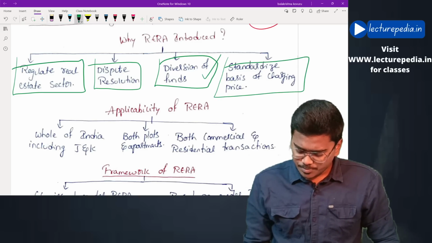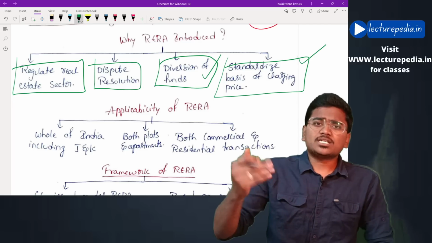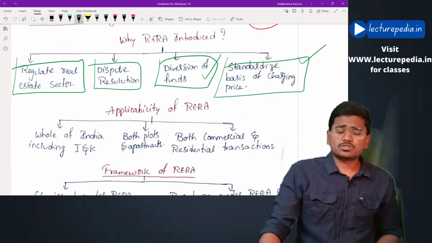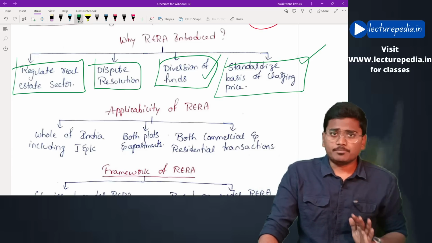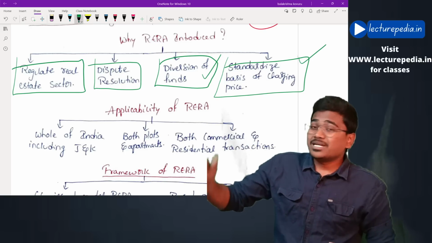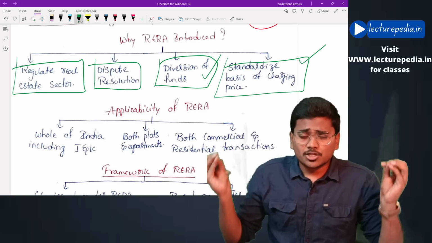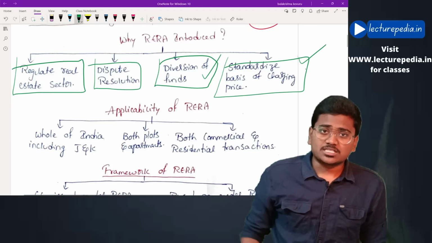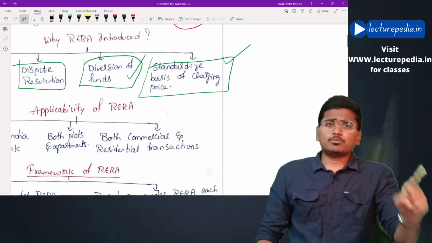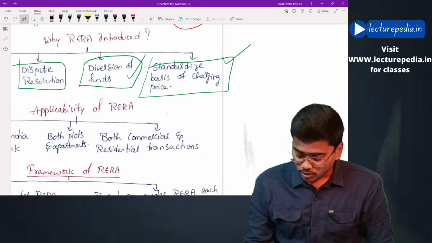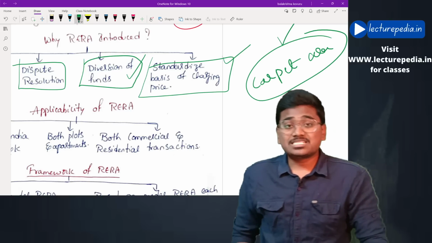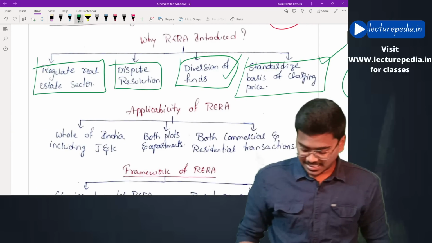Next, standardized basis of charging price. See, earlier promoters used to charge amounts from the allottees on various bases. One promoter used to charge based on carpet area, some other promoter based on built up area, and some other promoter based on super built up area. There was no standard criteria for charging amounts from the allottees. So to standardize this, RERA says that all the promoters must charge amounts from the allottees only based on carpet area. Carpet area has to be used for charging amounts from the allottees. Hope this is clear.